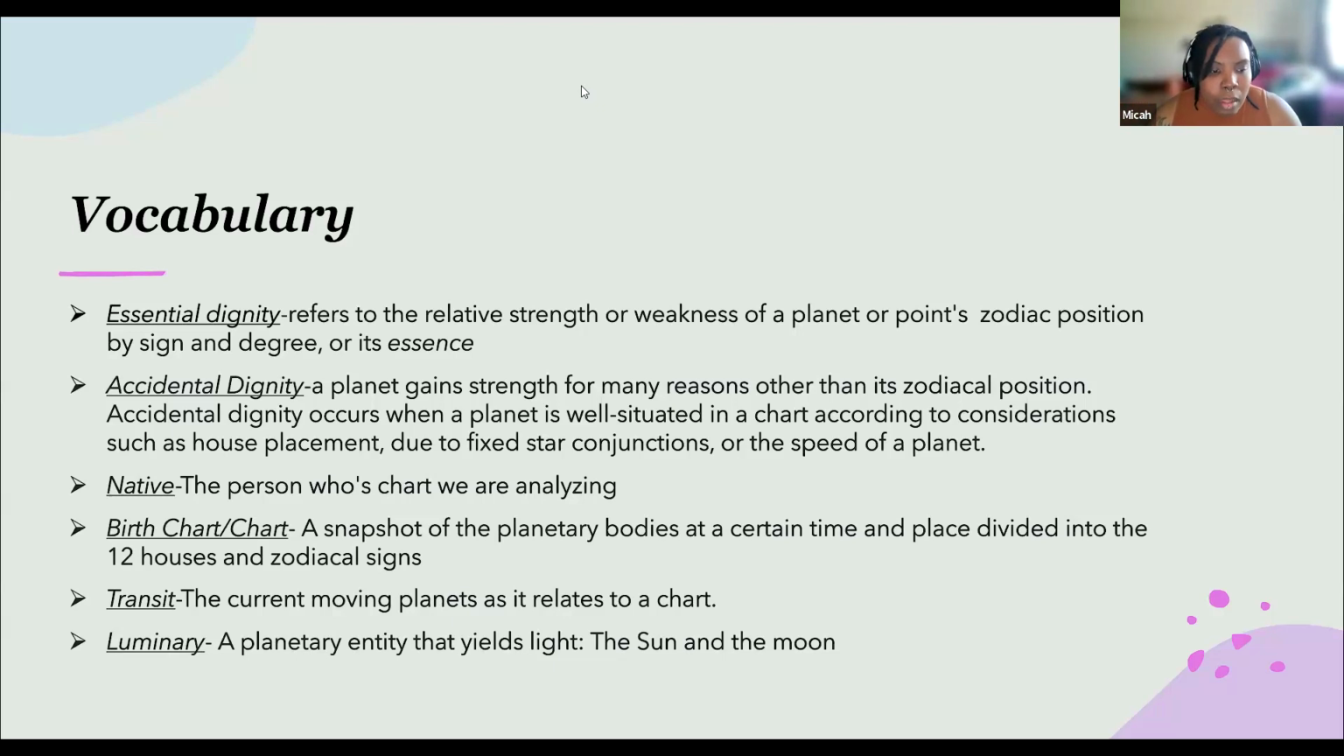A luminary is any planet that yields light or gives light. So that'll be the sun and the moon. They give off some sort of light. The moon reflects back the sun's light, but it's still giving out some sort of light that we are able to actively see with our own eyes without the use of a telescope. So that is vocabulary. Any questions before we move on?